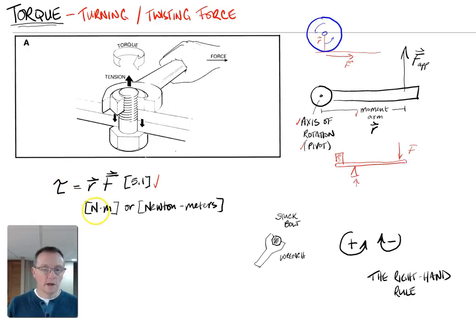Now, the units, as you might imagine, forces are in newtons, and radii are in meters, so the units end up being newton meters, like that. And there's no nice, easy, abbreviated way of talking about it. We just use newton meters.